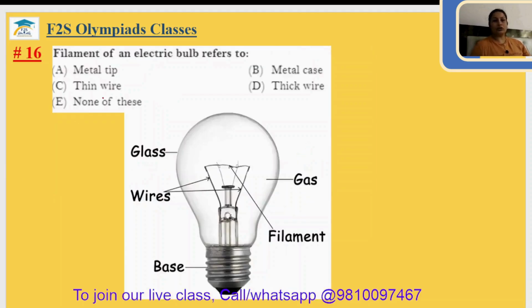Question number 16. Filament of an electric bulb refers to? The filament of an electric bulb, this is your filament. And this is the thin coiled wire made up of tungsten, so that the electricity can pass through it and the bulb can glow. 16th answer will be C.